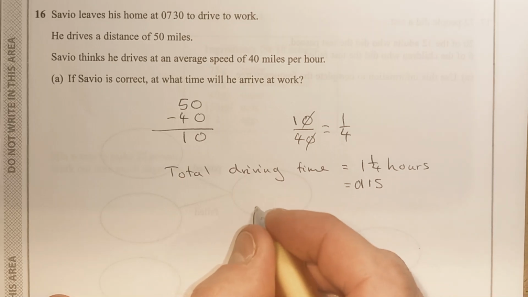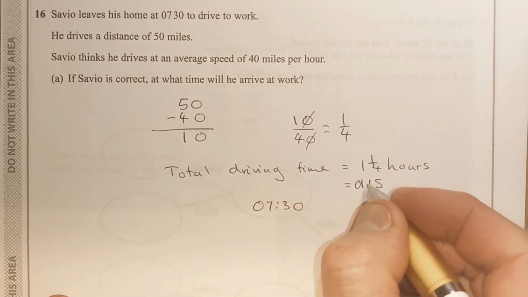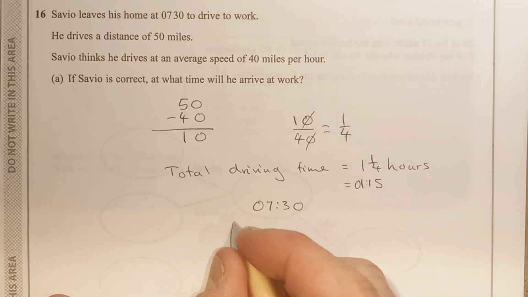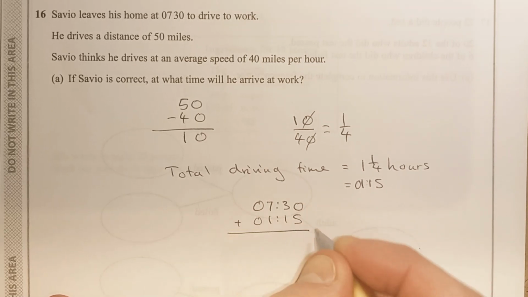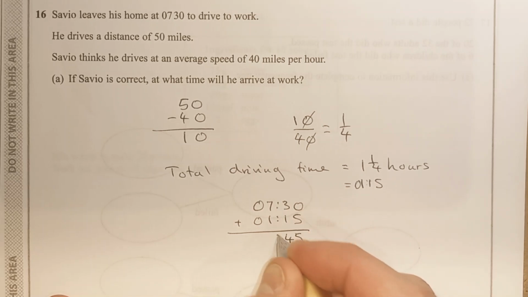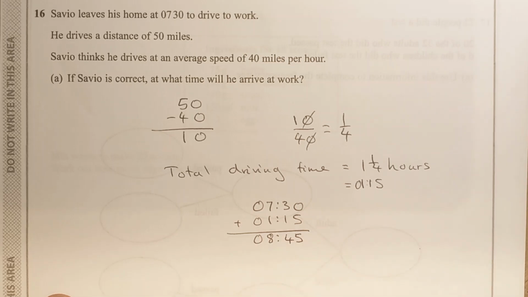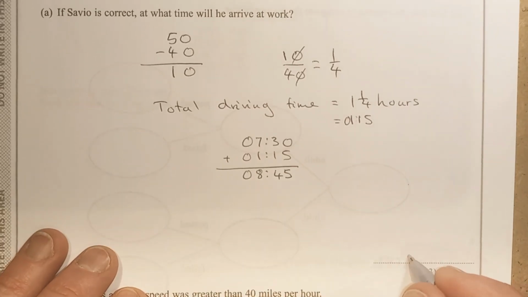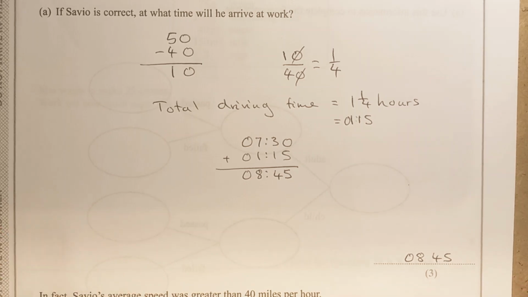So we start off at 07:30. I'm going to put the dots in, I find that easier to look at. We want to add on 01:15. 0 plus 5 is 5, 3 plus 1 is 4, 7 plus 1 is 8. So he would arrive at 08:45.